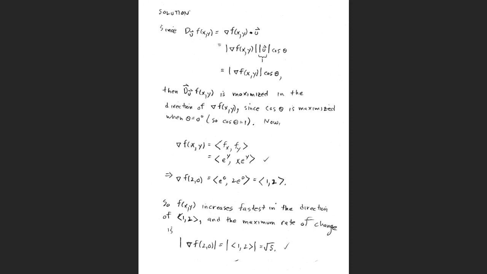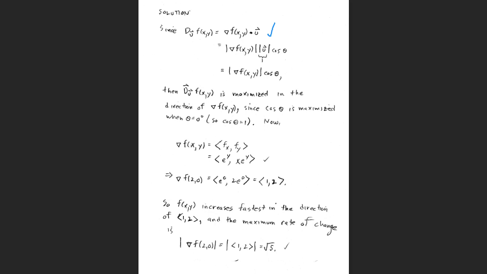So, first of all, what I do is I say, okay, well, the directional derivative is given by the dot product of the gradient vector and a unit vector. But of course, we want to know what unit vector to concern ourselves with.